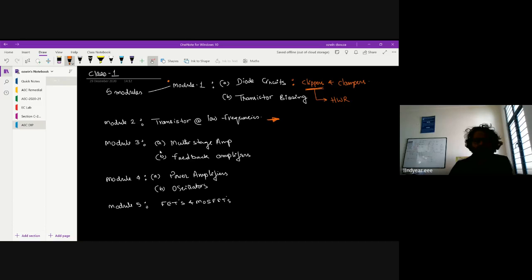The same case holds good for module 3 also. Slightly different topics, but the understanding remains the same. If you know what a transistor is, you will be able to understand multi-stage amplifiers as well as feedback amplifiers. If I were to talk about the complexity levels of these modules, I would say module 1 is easy. Module 2 and module 3 are moderate. And module 4 is again easy. Module 5 is also easy.